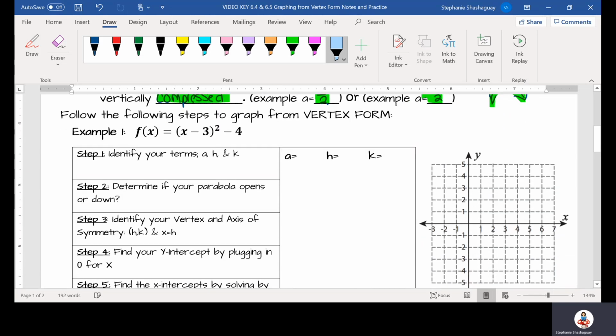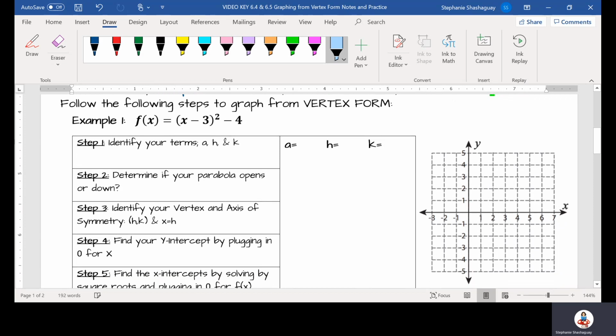Okay, so the following steps to graph from vertex form. So we have f of x equals x minus 3 squared minus 4. So step 1, identify the terms a, h, and k. So a here is equal to 1, h is equal to 3. Notice I did not include that negative, okay, because we're ignoring that negative when we're talking about vertex form. And k is equal to negative 4.